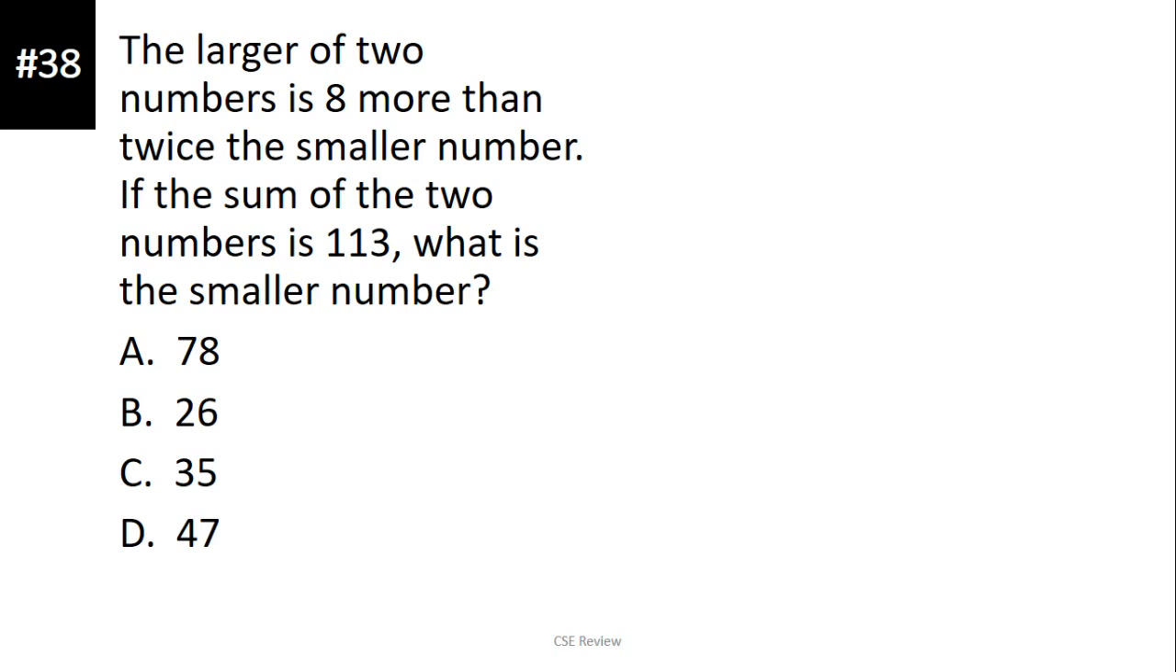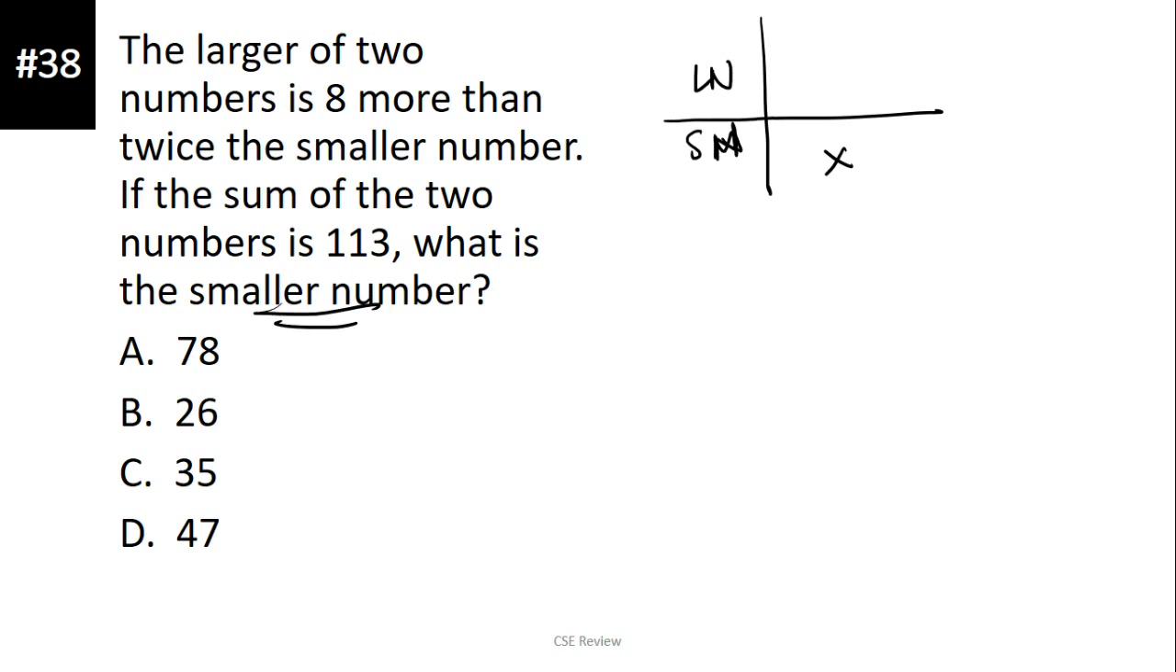38. The larger of two numbers is 8 more than twice the smaller number. If the sum of the two numbers is 113, what is the smaller number? Ngayon, ang traditional formula niyan, you have the larger number and the smaller number. Dalawa lang naman yung numbers. So, okay lang yan. Ngayon, ang sabi, yung mas malaki daw, this is 8 more than twice the smaller number. So, ang smaller number natin is x, dahil siya rin naman ang hinahanap, what is the smaller number?